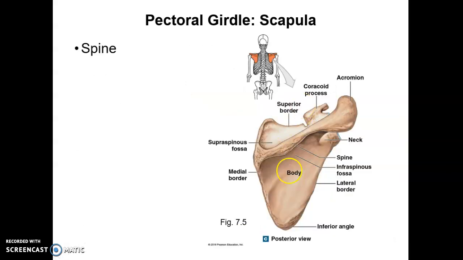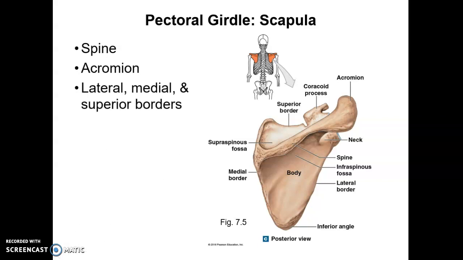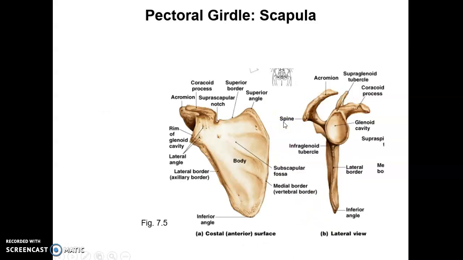Moving on to the scapula, a number of structures here. One is the spine. So posterior view here of the right scapula, and that's the spine of the scapula, which you can feel quite easily. The acromion, again, is this protuberance that articulates with the clavicle. Then we have 3 borders. Lateral border, medial border, and then the superior border on your scapula.